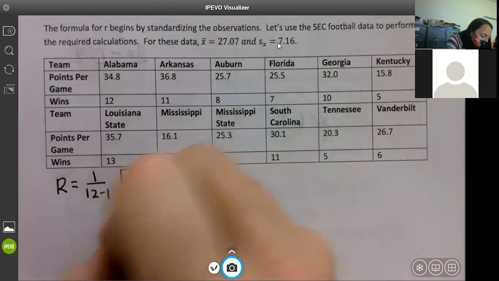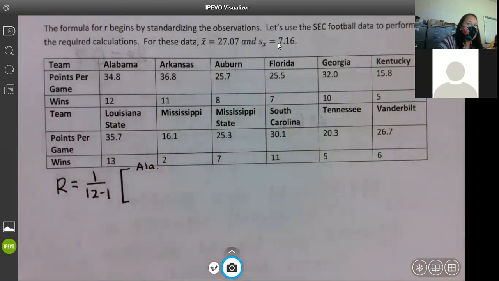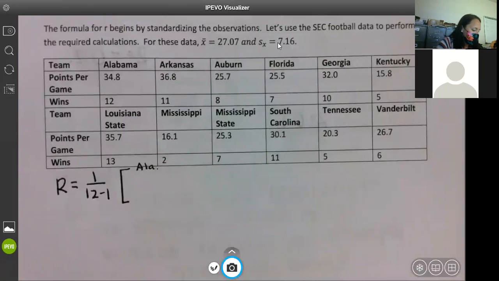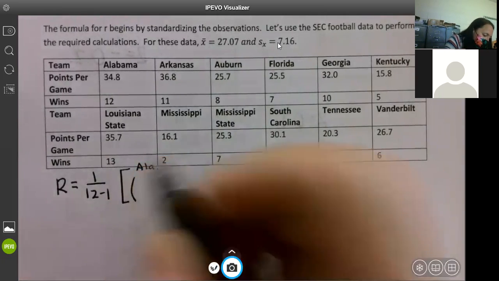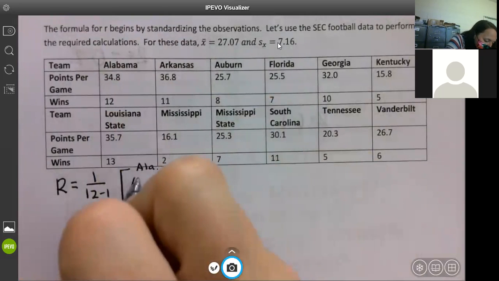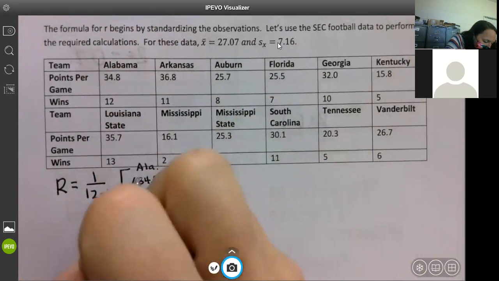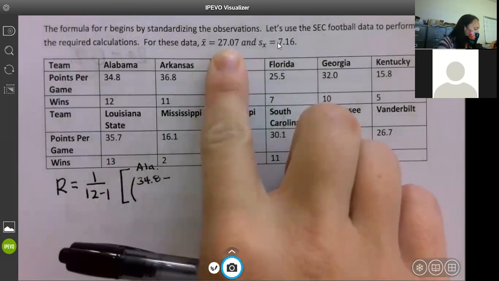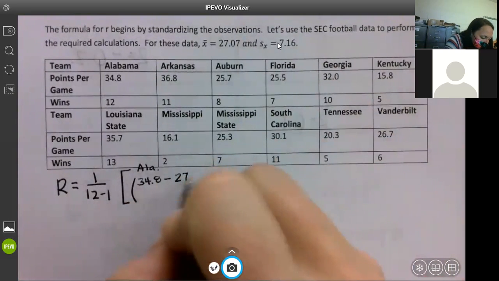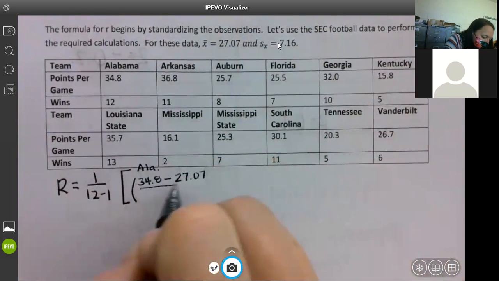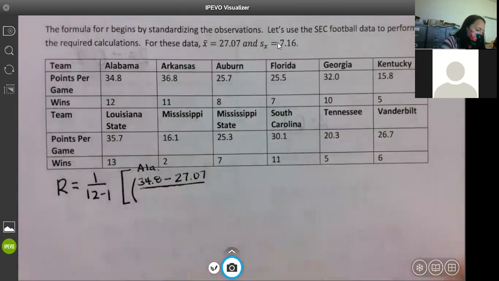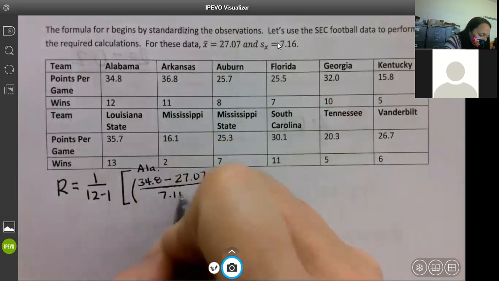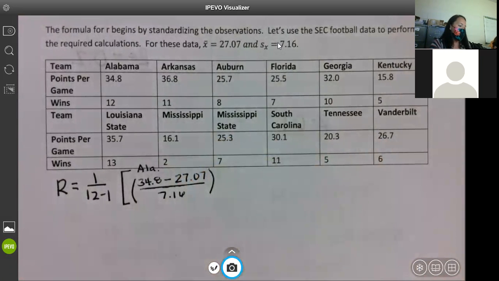And then you would have to start with Alabama. So I'm going to write that little ALA up there. You would start with your X value. So Alabama's right here. Your X is 34.8. You would subtract your mean, and up here it says the mean X is 27.07, over whatever your standard deviation is, 7.16. And you would keep doing that, and keep doing that, and keep doing it. But we're not going to.